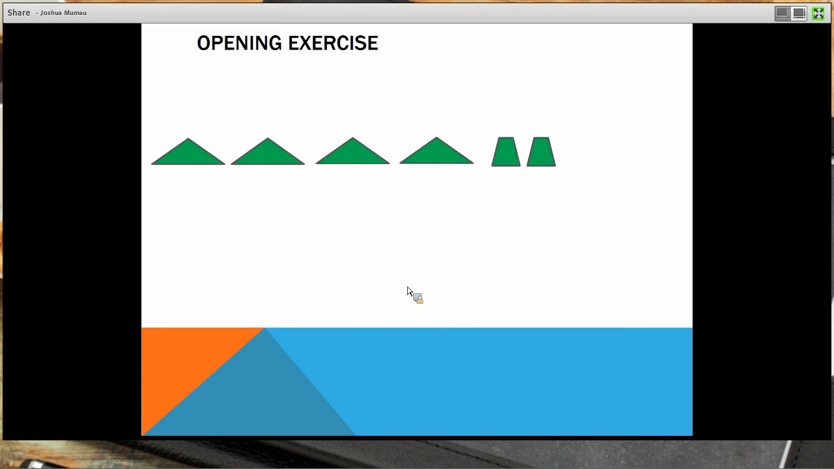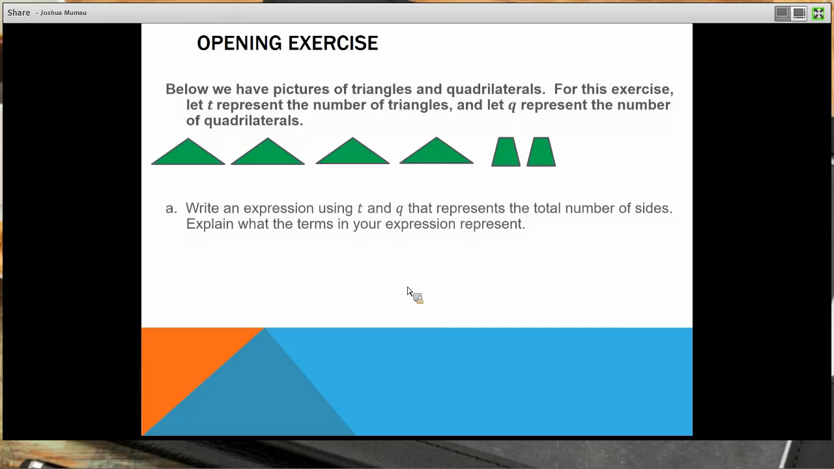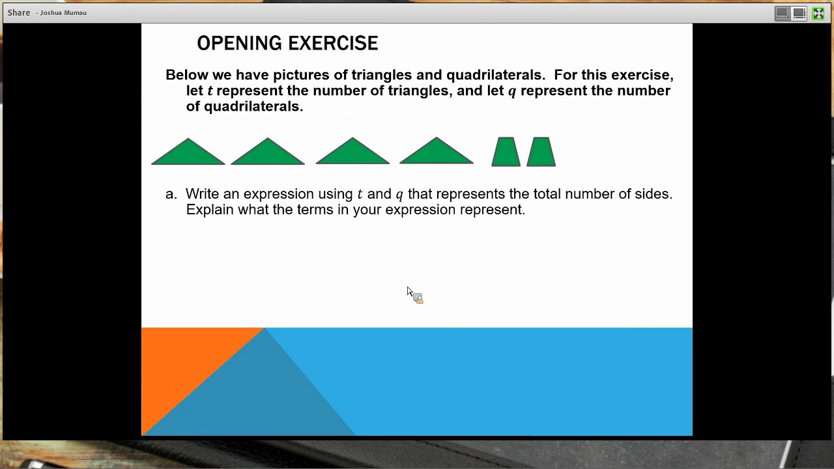Let's begin with the opening exercise. For the opening exercise, we have pictures of triangles and quadrilaterals. And for this exercise, we're going to let T represent the number of triangles and let Q represent the number of quadrilaterals. Yes, we have 4 triangles and 2 quadrilaterals. However, we want to use variables in this simple case to start off with expressions. So we want to write an expression using T and Q that represents the total number of sides. And then we're going to explain what the terms in the expression represent.